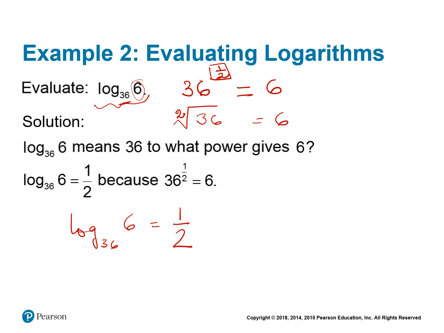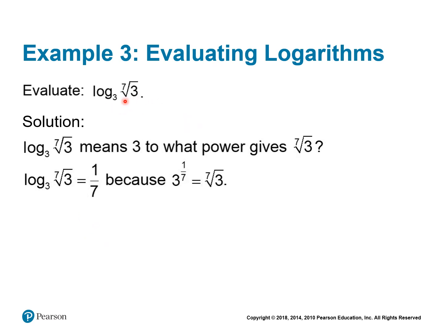Let me take out the pointer here. Log base 36 of 6 means 36 to what power gives 6? Log base 36 of 6 is 1/2 because 36 raised to the power half equals 6. So here not only are you using the process to convert a logarithm to an exponent, but to find the exponent you are applying the rules of exponential expressions.